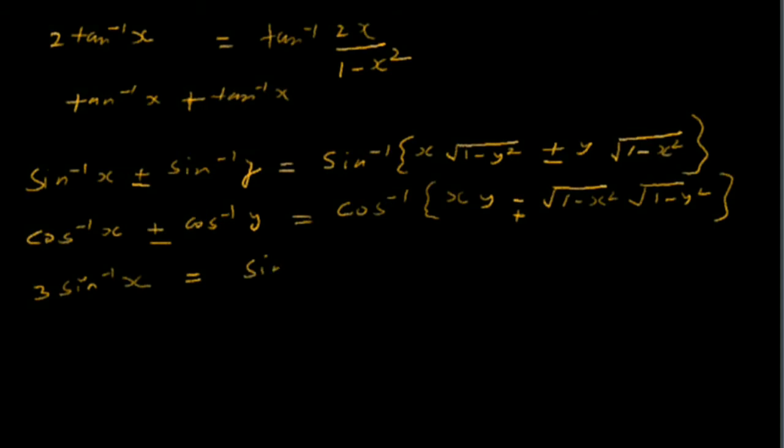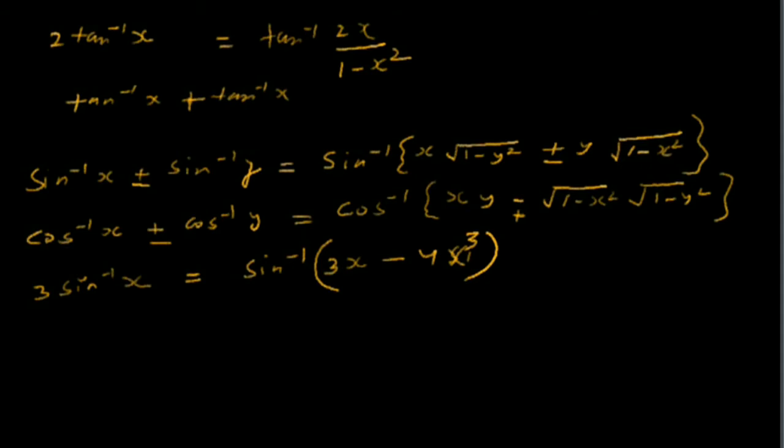You know, sine 3 theta is 3 sine theta minus 4 sine cube theta. So what it will be? 3 sine inverse x is sine inverse of 3x minus 4x cube.